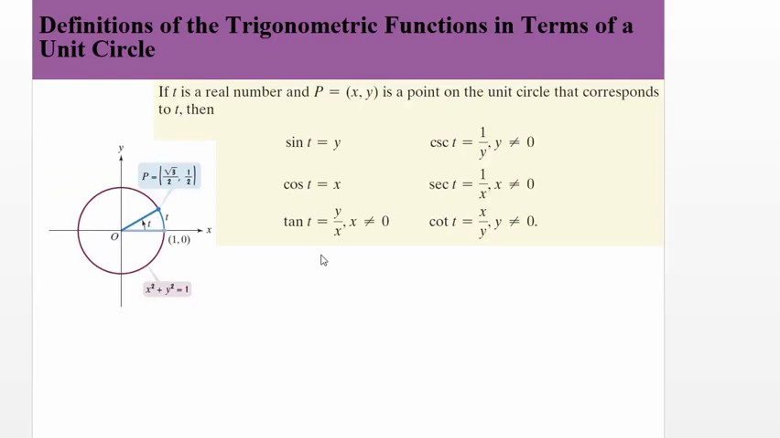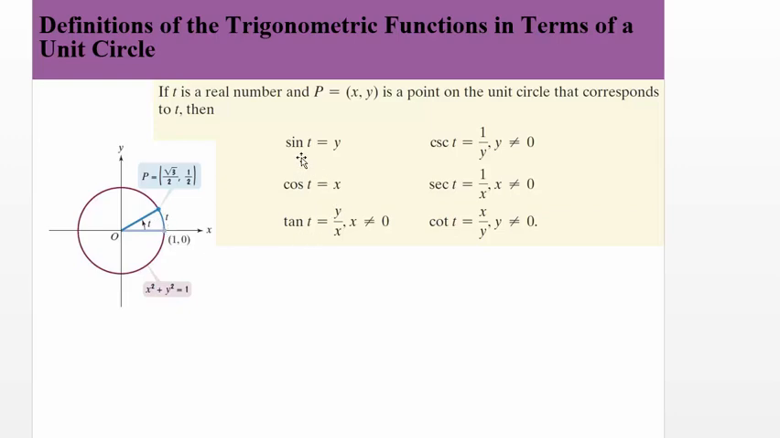So what we're going to look at here now is the definitions of the trigonometric functions in terms of the unit circle. So let's take a look at this diagram here. This is very important. If t is a real number, okay, and P equals (x, y) is a point on the unit circle that corresponds to t, okay, so you've got a t here for the central angle, and it's matching up here with this t out here, which is on the circular part of the circle, the arc length here.